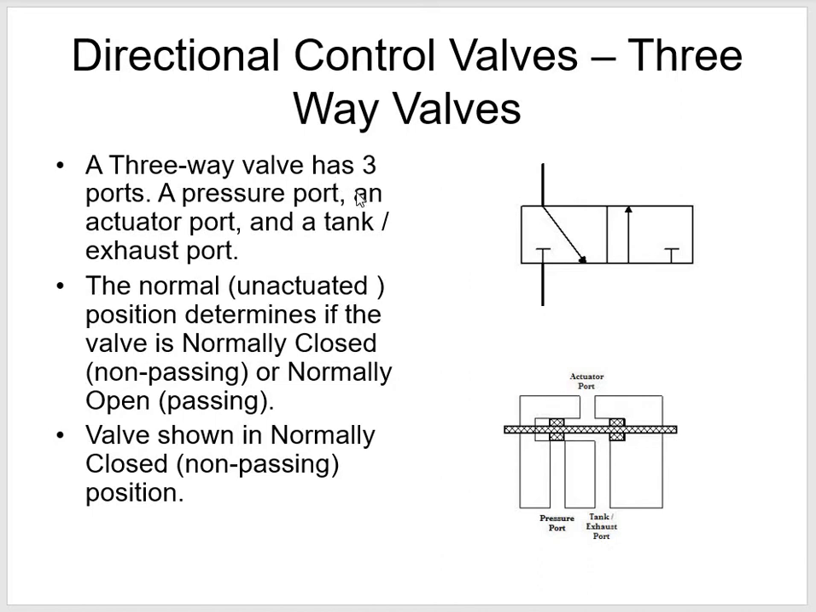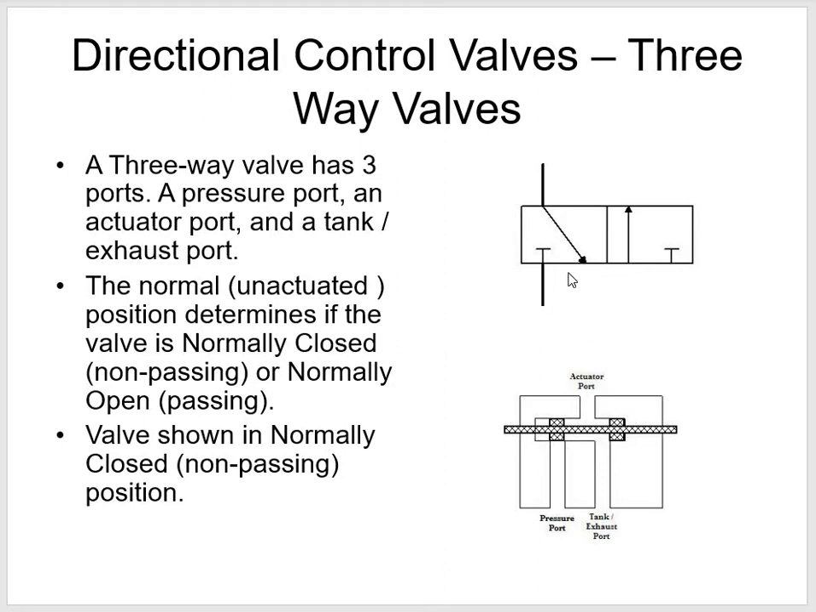Okay, a three-way valve. You see that in this case it is non-passing. The pressure is coming from the bottom, comes to here, and it is blocked because of an internal block, because of the way the spool is designed and set up. So you can see that it comes up here. It cannot pass by this area here because it is plugged off.